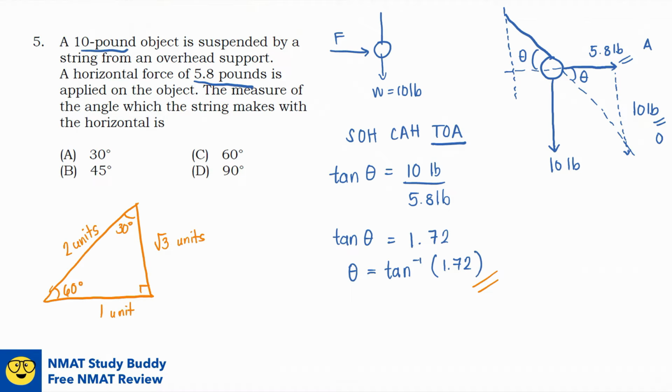So, from this right triangle, makikita natin na tangent 60 degrees is equal to yung opposite, which is yung square root of 3 units, over yung adjacent, which is yung 1 unit. Yan. So, yung square root of 3, almost equal yan to 1.73. So, importante rin siguro na malaman nyo yung equivalent ng square root of 3, which is 1.73. And, ibig sabihin nun, 60 degrees is equal to tangent inverse of 1.73.